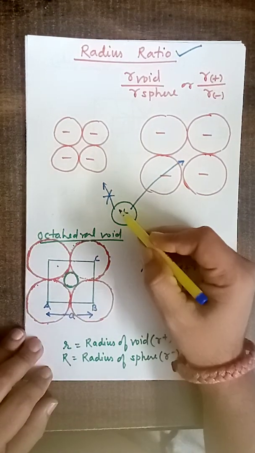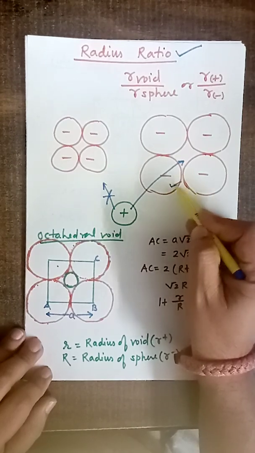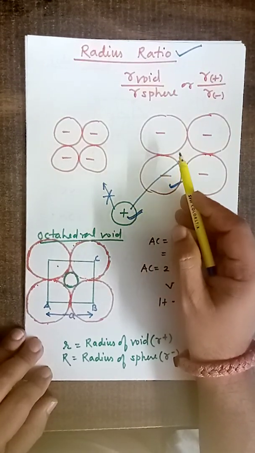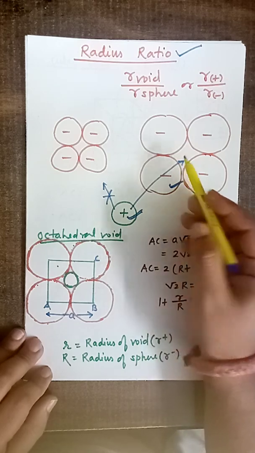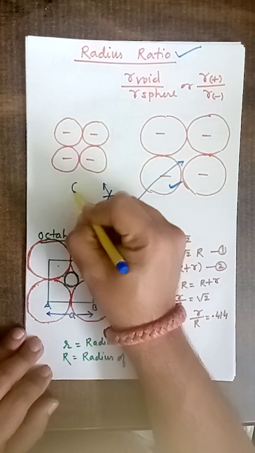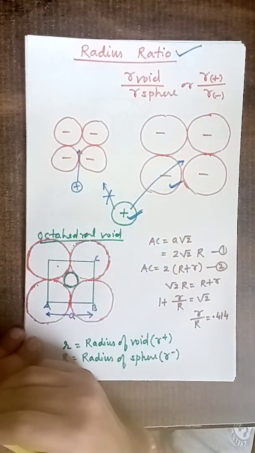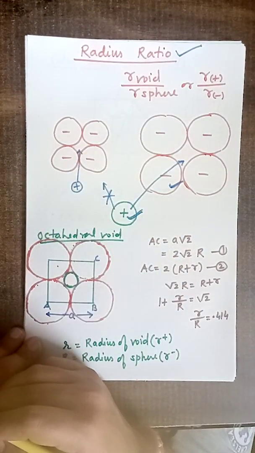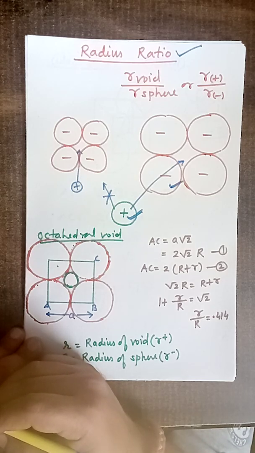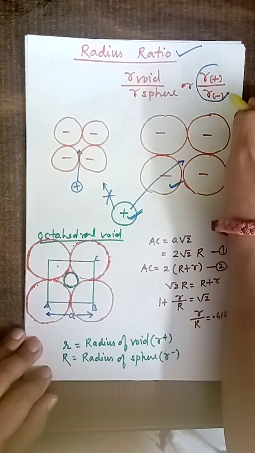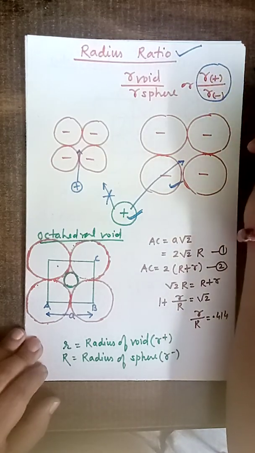So it doesn't depend only on the size of the anion, it depends on the size of the cation also, whether it is able to occupy the void or not. Similarly, now this cation can occupy this void also. So it depends on both the size of the anion as well as the size of the cation which particular cation occupies a particular type of void, and this can be calculated or expressed by the term radius ratio.